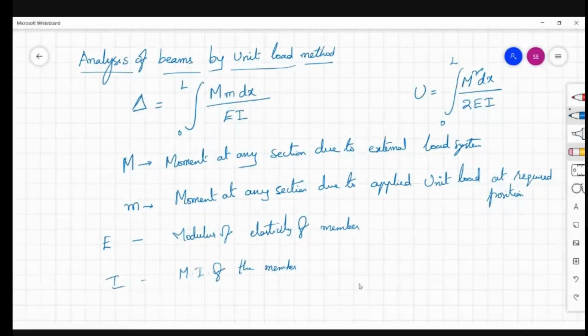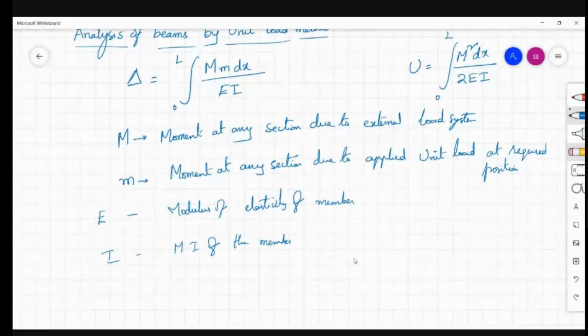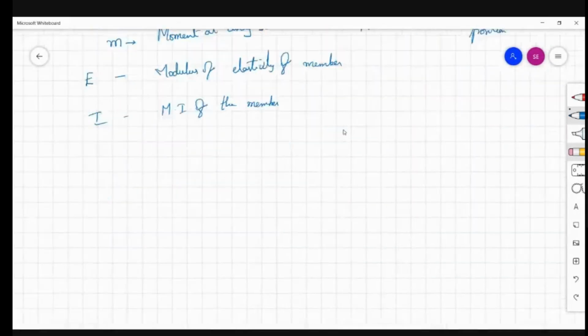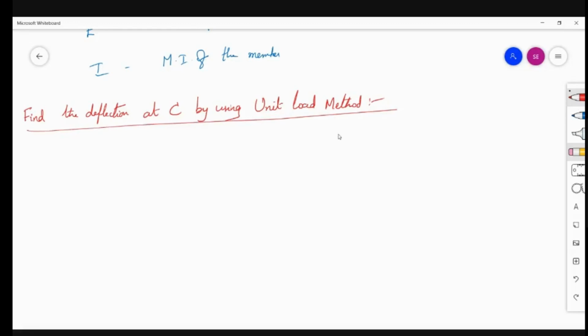Now let us take one problem and understand the concept, how to solve for the deflection at any point by using this unit load method. Please take one problem: find the deflection at C by using the unit load method.